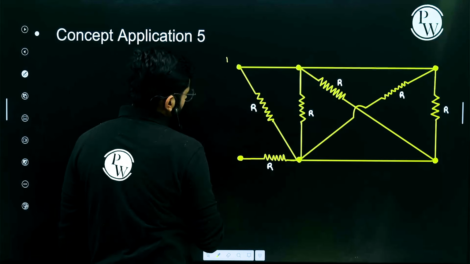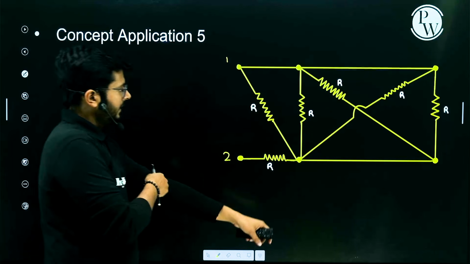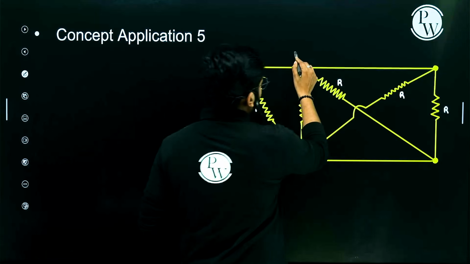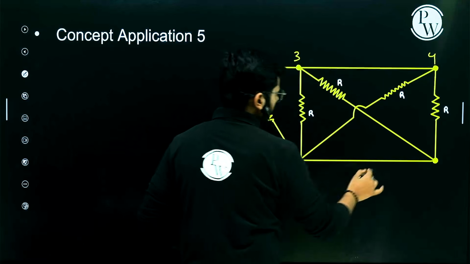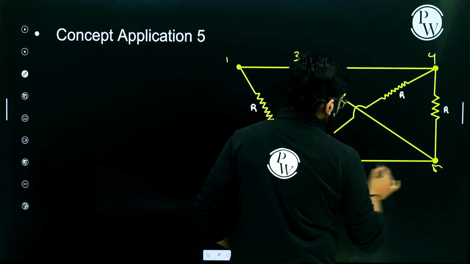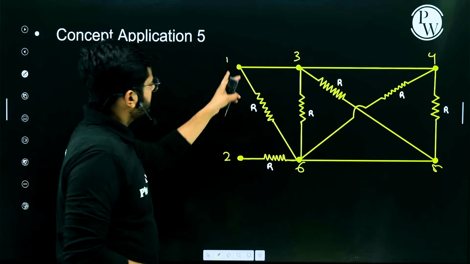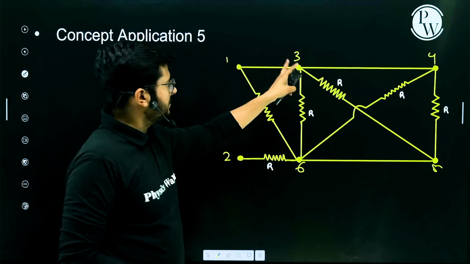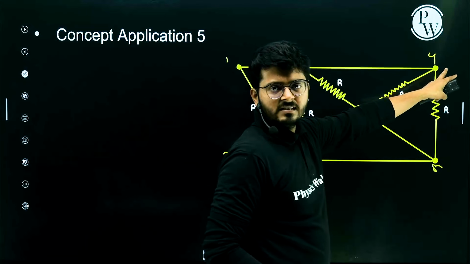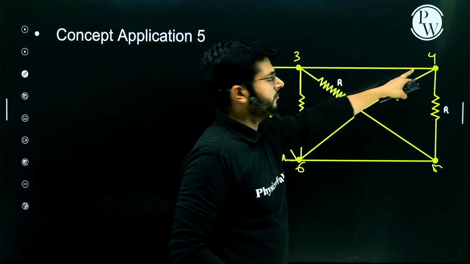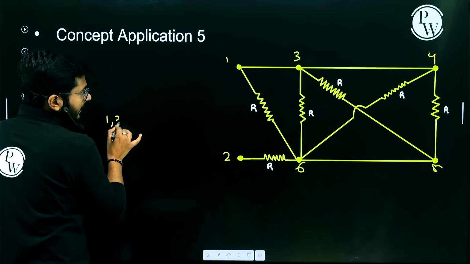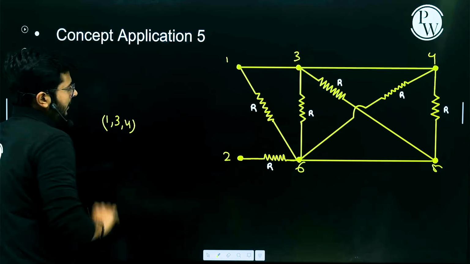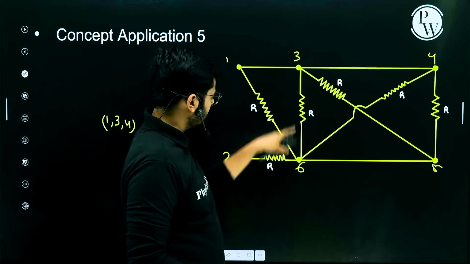Let's call it point number 1. Let's call this point number 2, right? Let's name point number 3, point number 4, point number 5, point number 6, like this, okay? Now just focus, between 1 and 3 there is no resistance, between 3 and 4 there is no resistance, right? So point number 1, 3 and 4, they are basically the same points. You can draw them at one place.